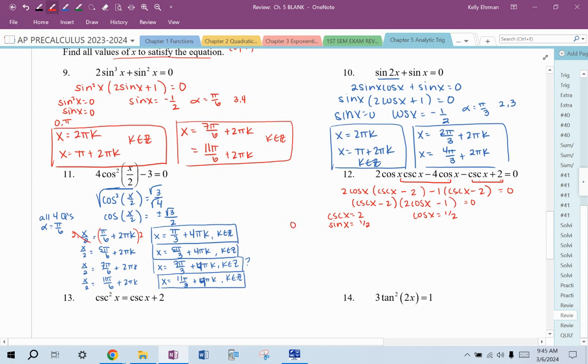So sine is positive in quadrants 1 and 2. The reference angle to make sine 1/2 is pi over 6. So the first two solution sets are pi over 6 plus 2 pi k, where k is an integer. And in quadrant 2, 5 pi over 6 plus 2 pi k, where k is an integer. Right?